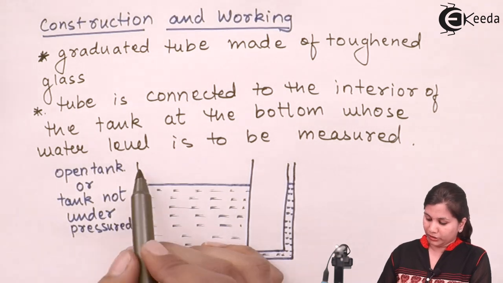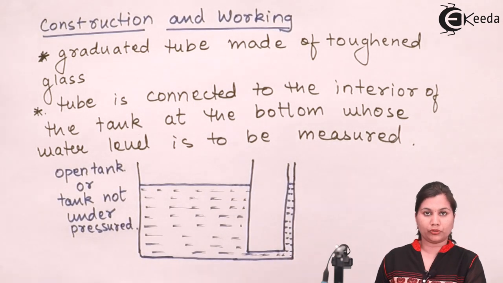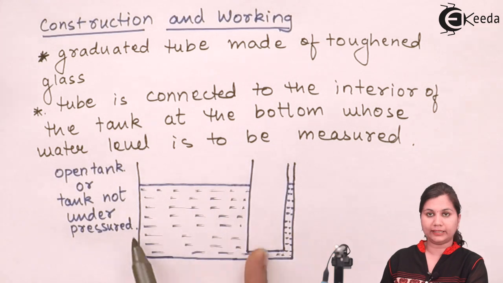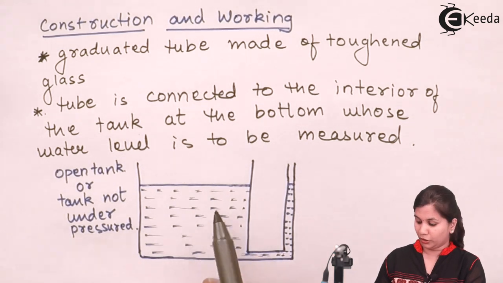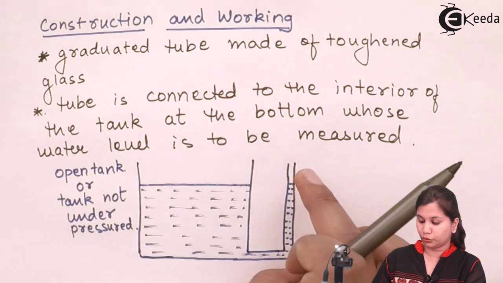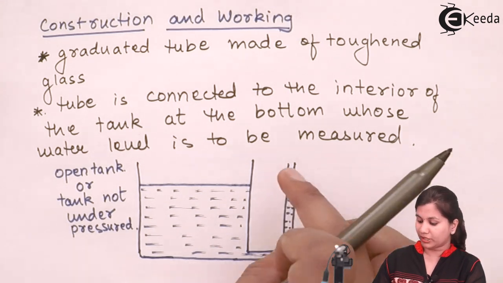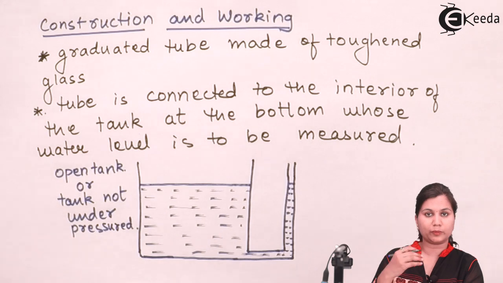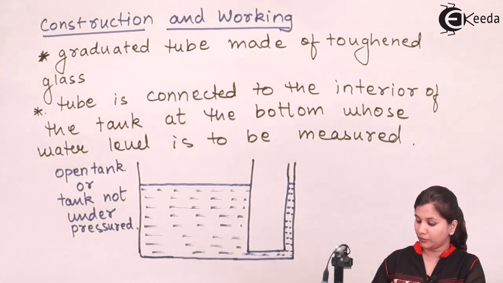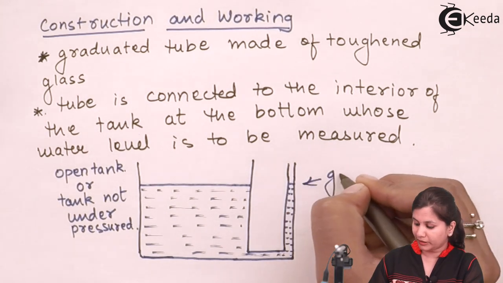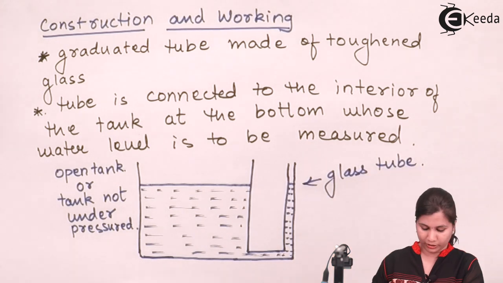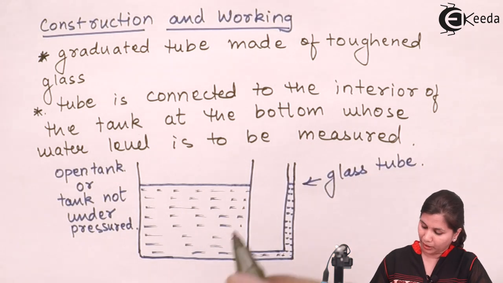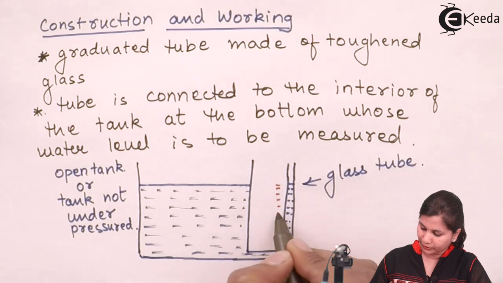Okay, so this is the tank whose level we want to measure. The liquid is contained in this tank and we want to find out the level of this liquid. Now this is the tube, the sight glass tube, which is connected. It is called sight because we are seeing through this glass tube, and this is the graduated glass tube having markings over it. On this tube we have markings of the level of the liquid.